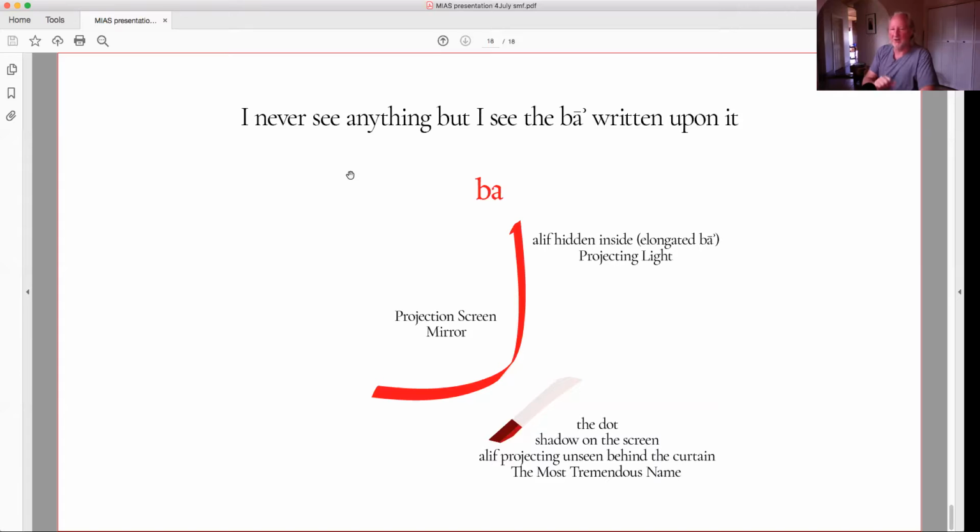And then the dot on the screen is the most tremendous name. We talked about that yesterday, Friday, the most tremendous name. So it is the combination in a single place of complete transcendence and complete immanence. And so that is the most tremendous name, this dot. And this is why Shibli says, and I am the dot under the Ba. And this is why Abu Madian says, I never see anything, but I see the Ba written upon it.